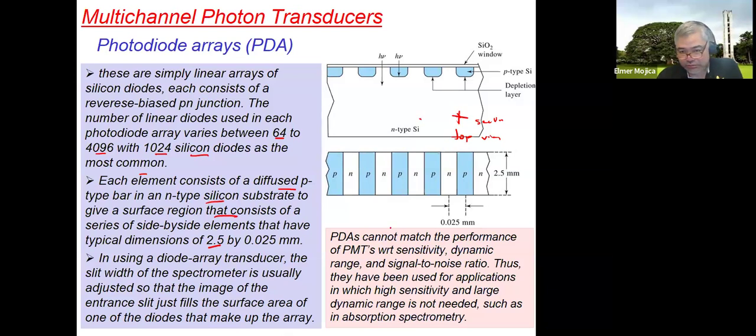Now, although this is useful, it's not as sensitive as the PMT with respect to sensitivity, dynamic range, and signal to noise ratio. So they have been used for applications in which high sensitivity and large dynamic range are not needed. Okay. And the way that we use it is for absorption spectrometry. So that is usually the detector in the UV-Vis. CCD, as they call it.